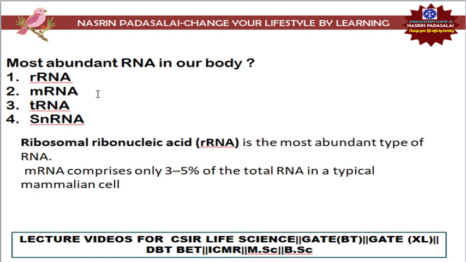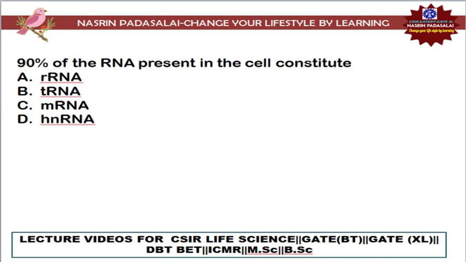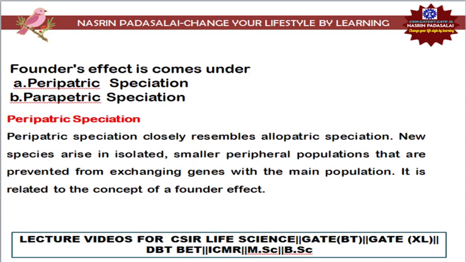The most abundant RNA in our body: the correct answer is ribosomal RNA. It is the most abundant, forming 80% of total RNA. And the least abundant one is mRNA, which comprises about 3 to 5% of total RNA in a typical mammalian cell. Again, 90% of the RNA present in the cell is ribosomal RNA. Next, founder effect comes under which speciation? Whether it is peripatric or parapatric, the correct option is peripatric speciation.